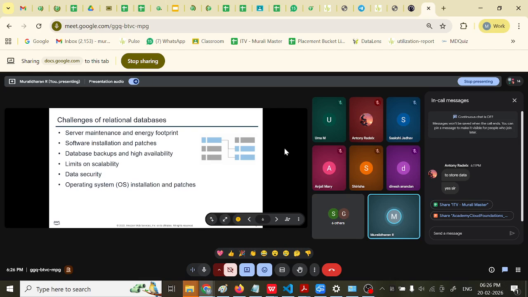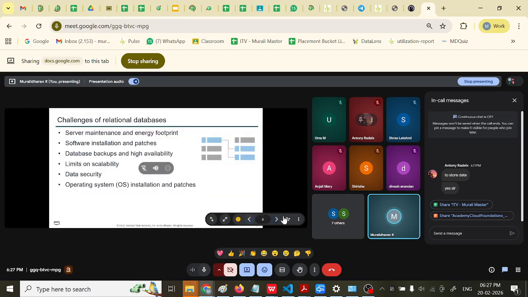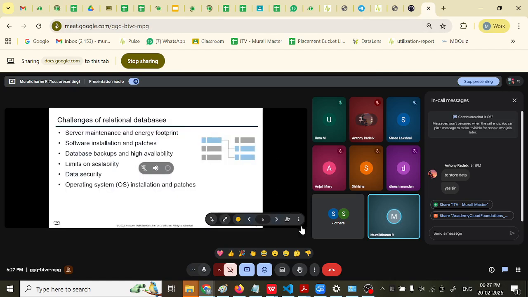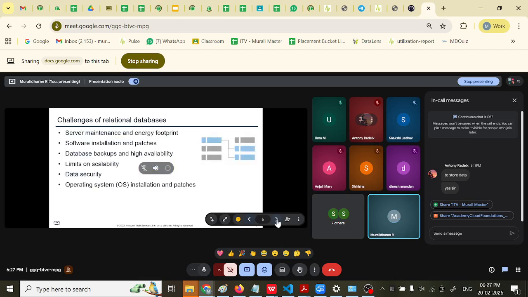Then operating system installation and patches. So when you go for a server, when you take a virtual server, the operating system installation, maintenance, and all these things we have to take care of. So these are the main challenges which we have in the relational database. Now how are we solving this?